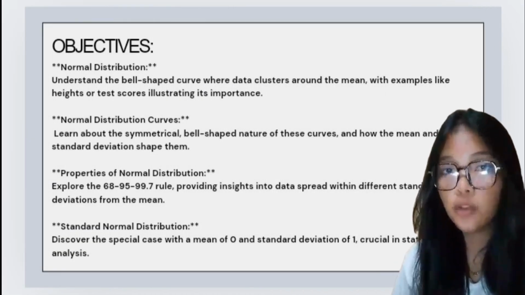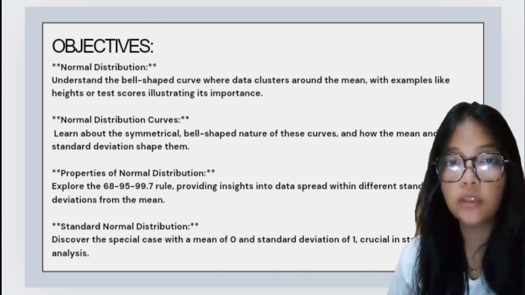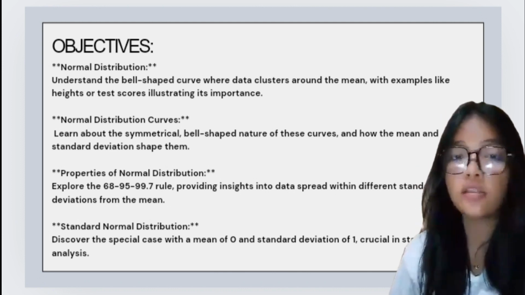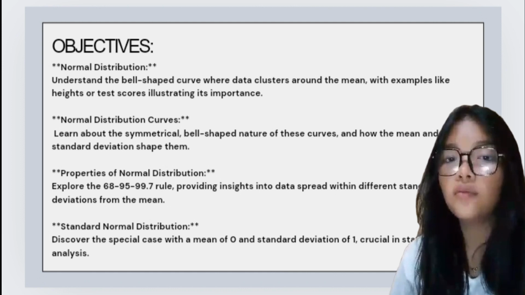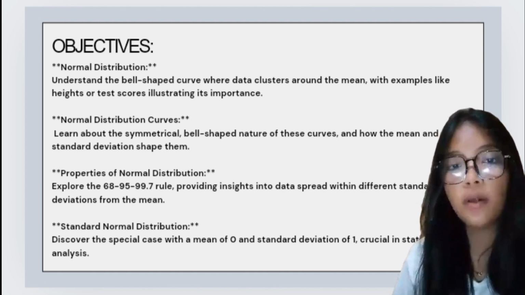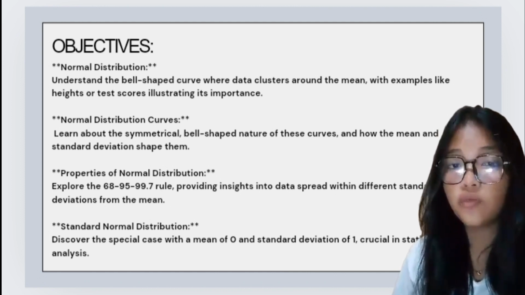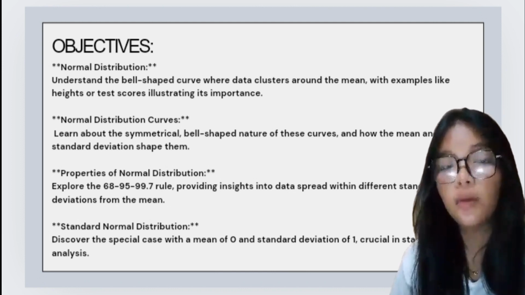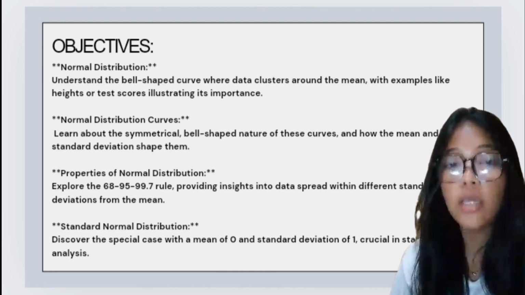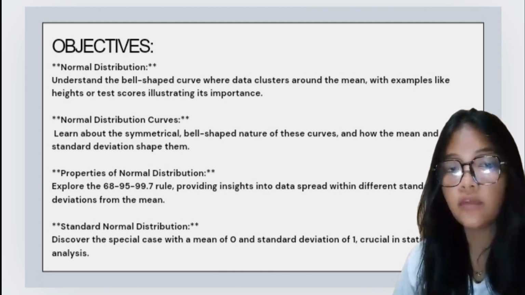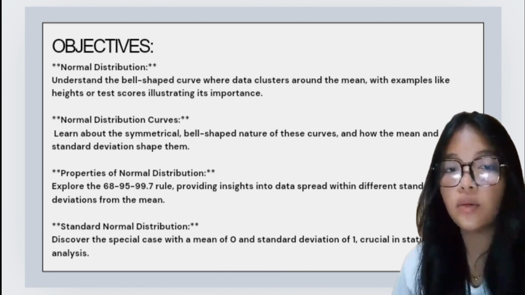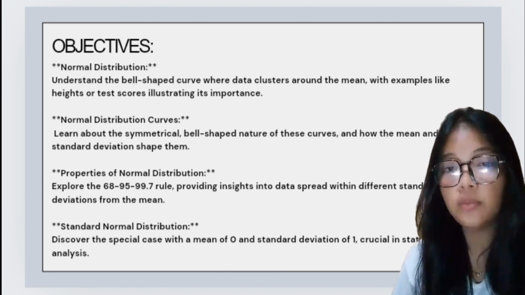In normal distribution, you can understand the bell-shaped curve where data clusters around the mean, with examples like heights or test scores illustrating its importance. In normal distribution curves, you can learn about the symmetrical, bell-shaped nature of these curves and how the mean and standard deviation shape them. In properties of normal distribution, you can explore the 68, 95, and 99.7 rule, providing insights into data spread within different standard deviations from the mean.